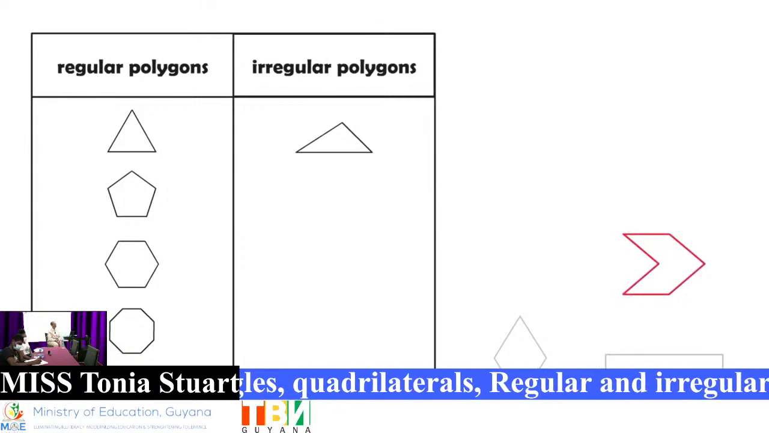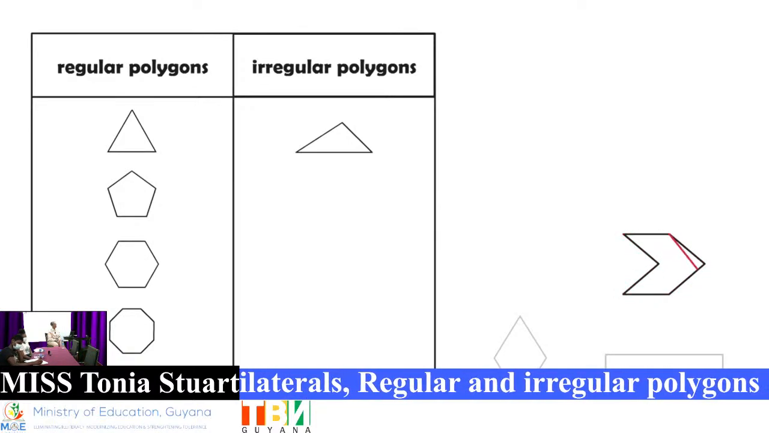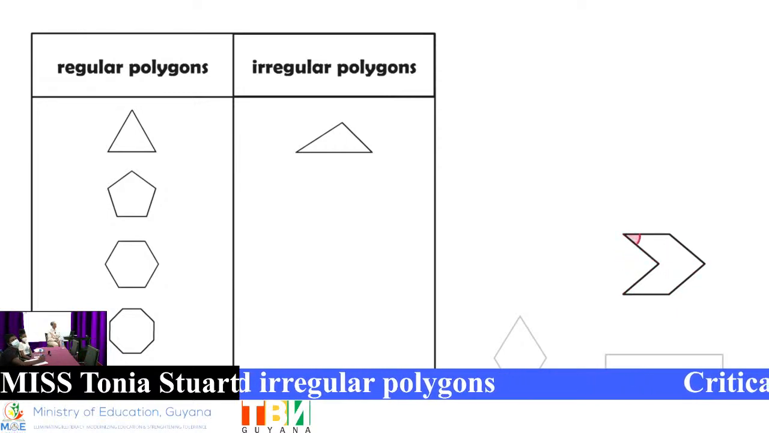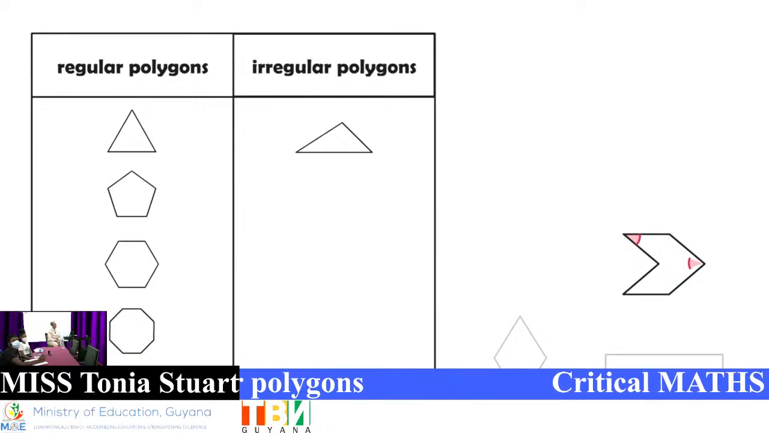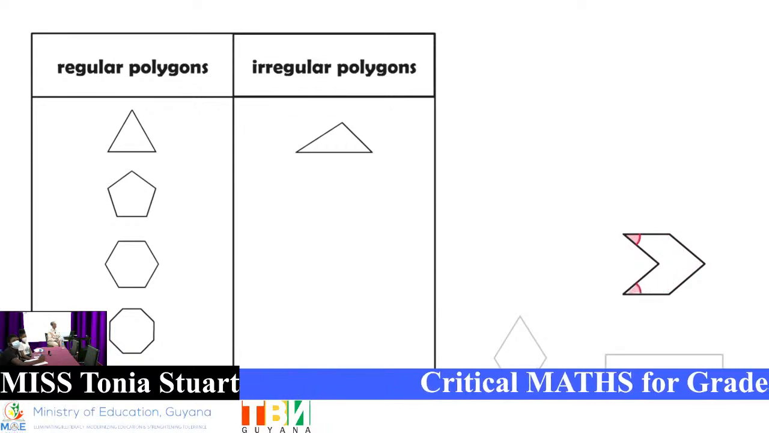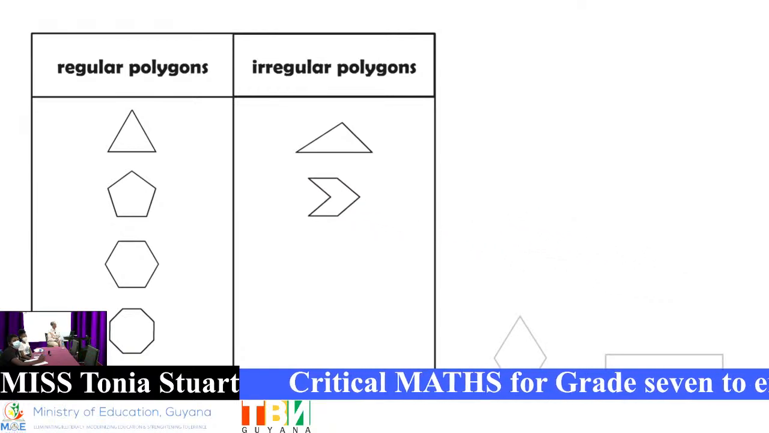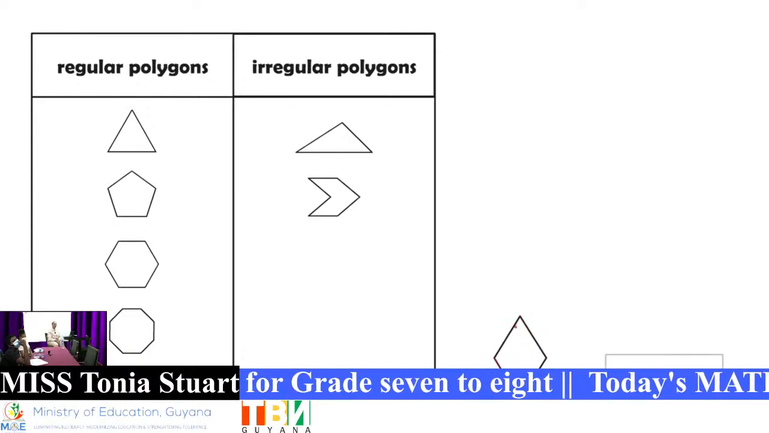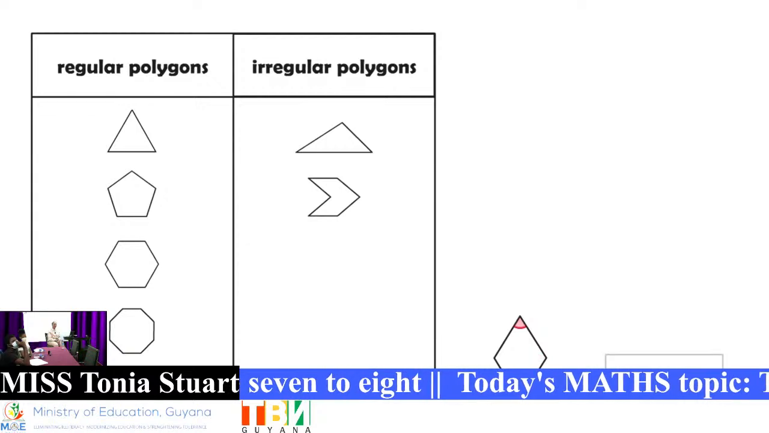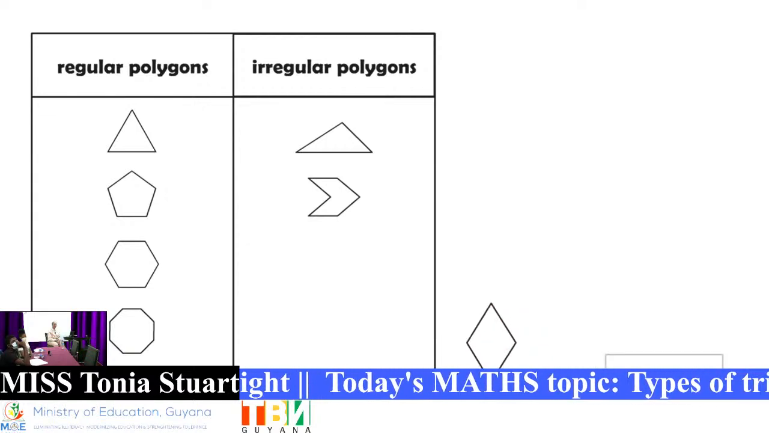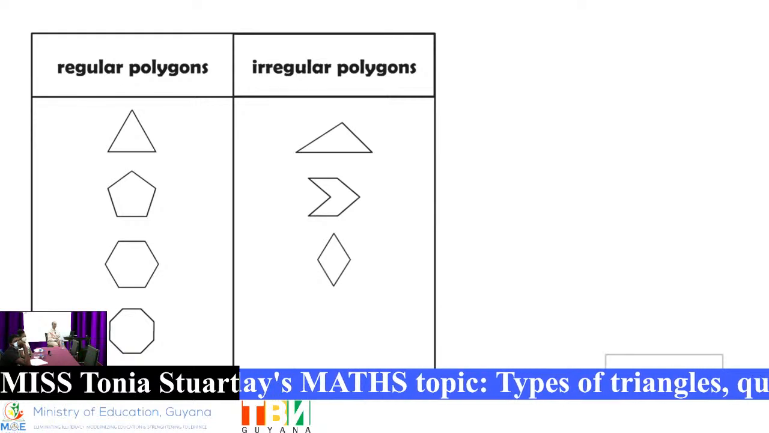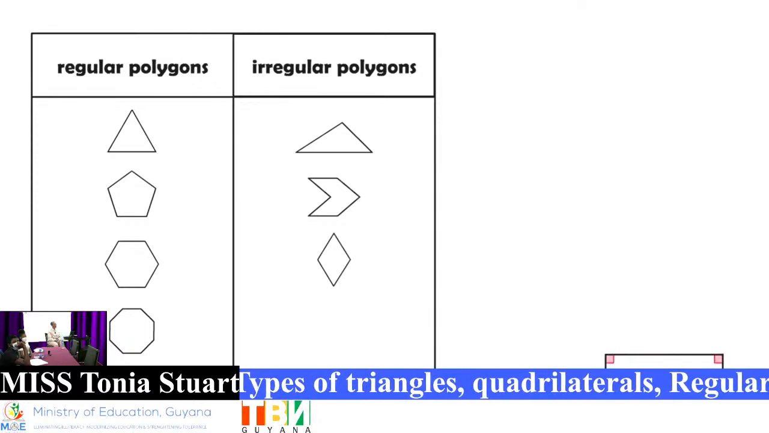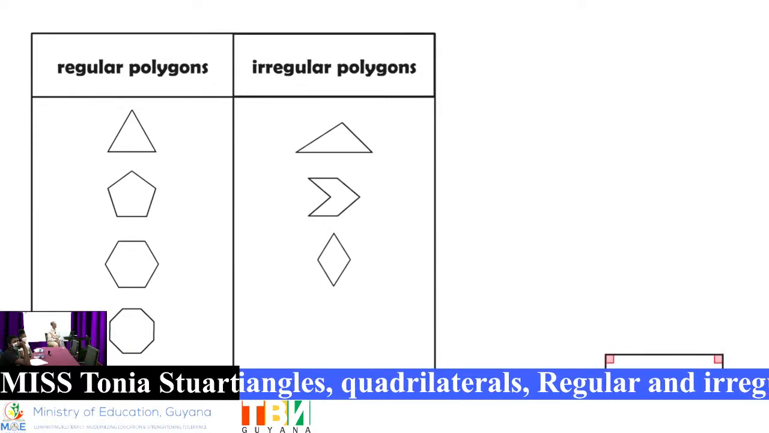Now, what about this one? As you can see, all its sides are equal. But still, it is not regular because the angles within this polygon are not equal. This rhombus has equal sides, but its angles are not equal. So this shape is also an irregular polygon. This rectangle is irregular. Although the 4 angles are equal, its sides are not.